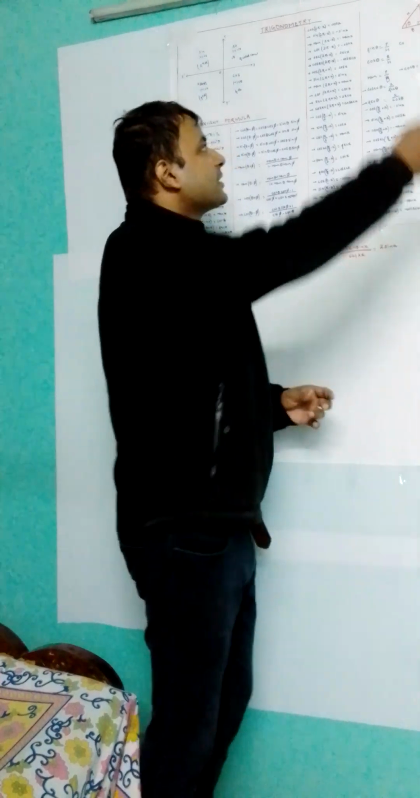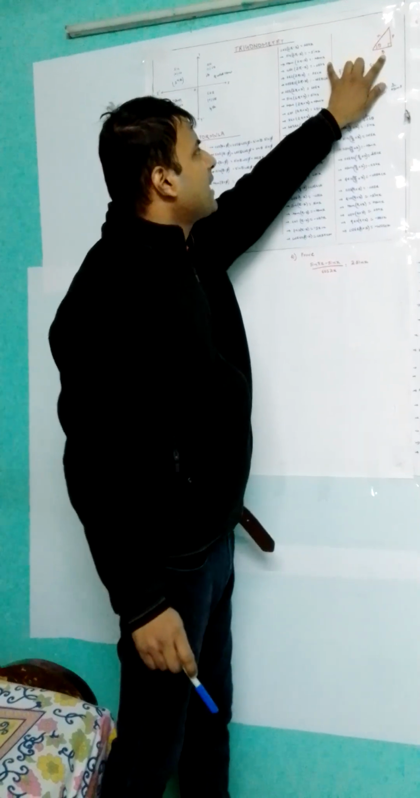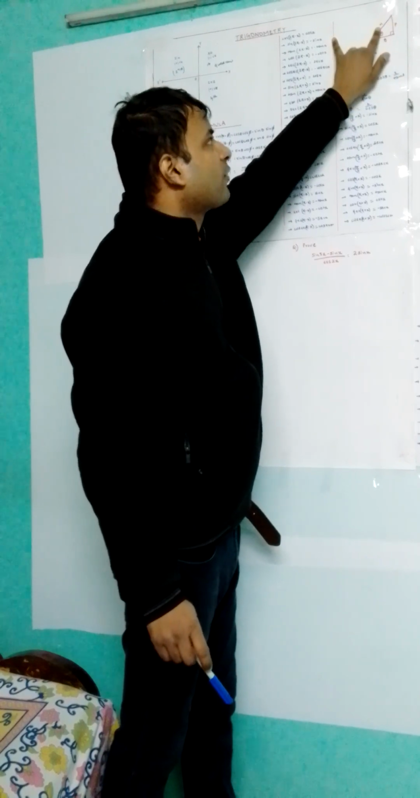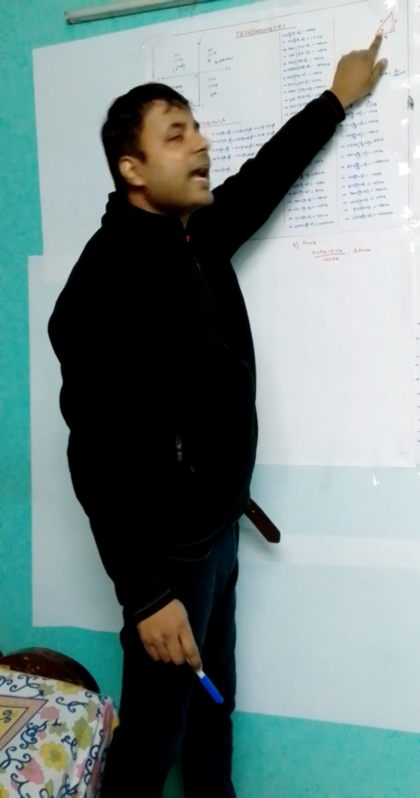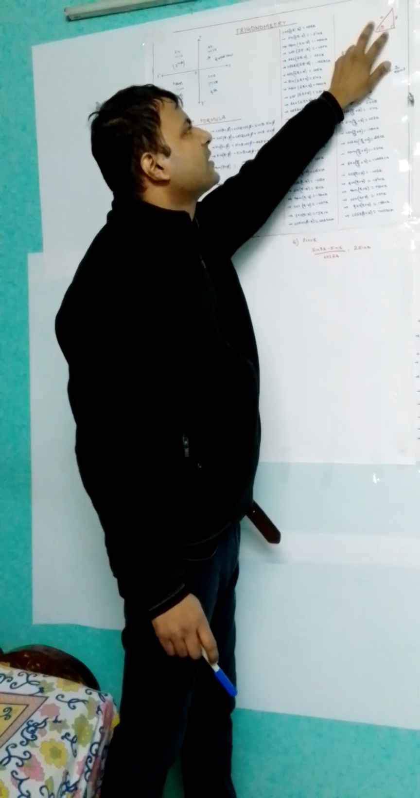So look, this is a right angle triangle. This is the perpendicular, this is the base and this is the hypotenuse. P stands for perpendicular, B stands for base, H stands for hypotenuse. And this is theta. Theta is the angle made between two sides of a right angle triangle. This is a right angle triangle.